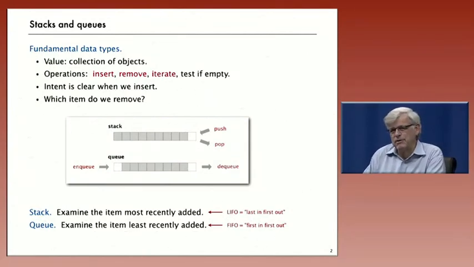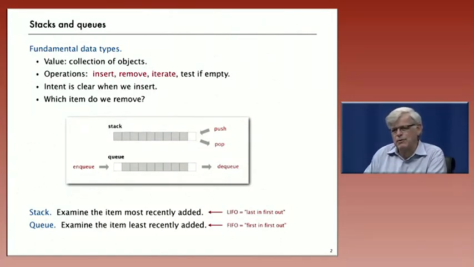We want to add something to the collection, maybe remove something from the collection, iterate through the objects in the collection performing some operation on them, and of course test if it's empty. For most of these, the intent is very clear. The key is, when it comes to removing an item, which item do we remove? The two fundamental classic data structures for this, the stack and the queue, differ in the way in which the item to be removed is chosen.